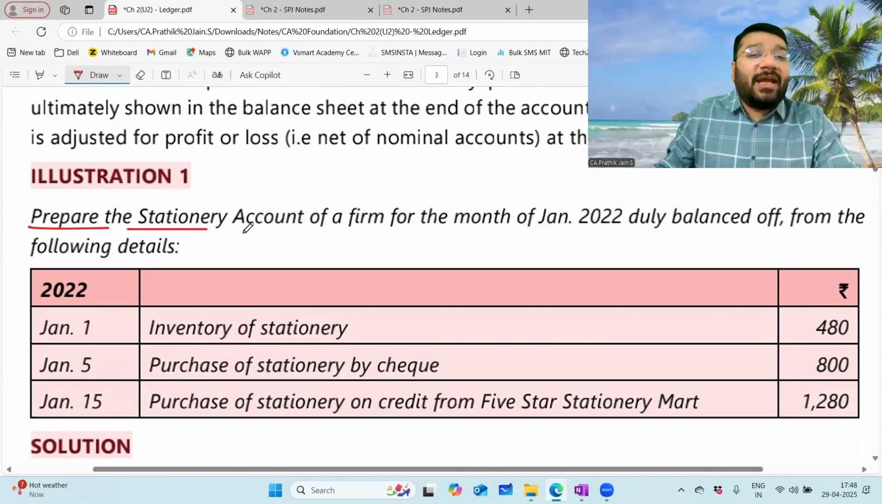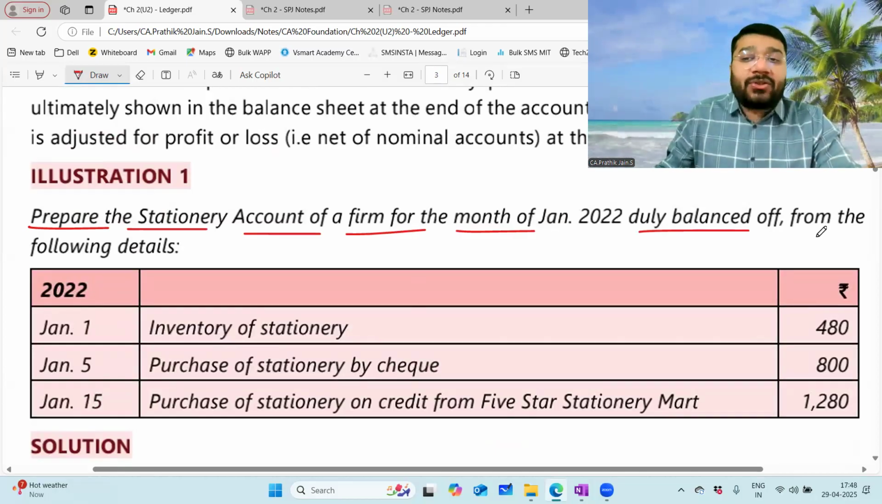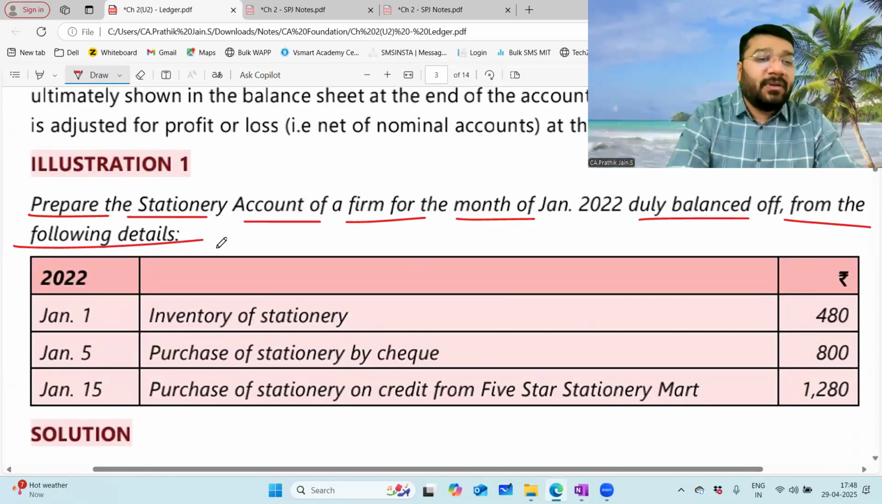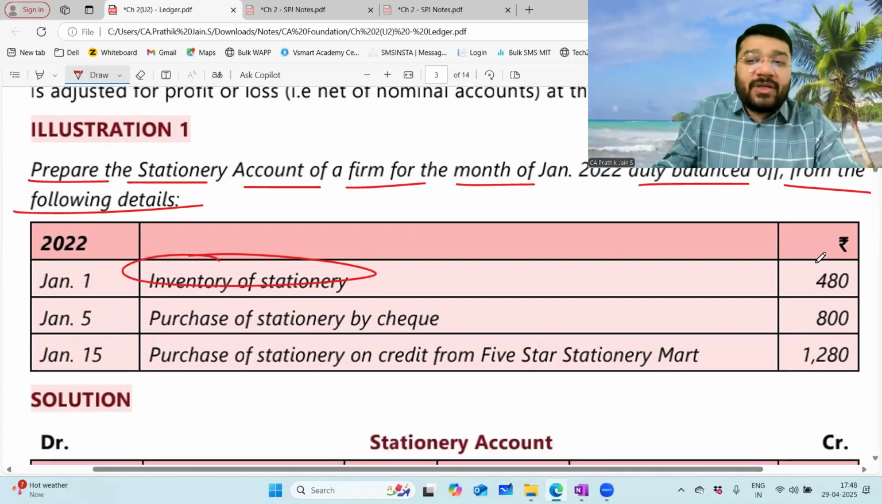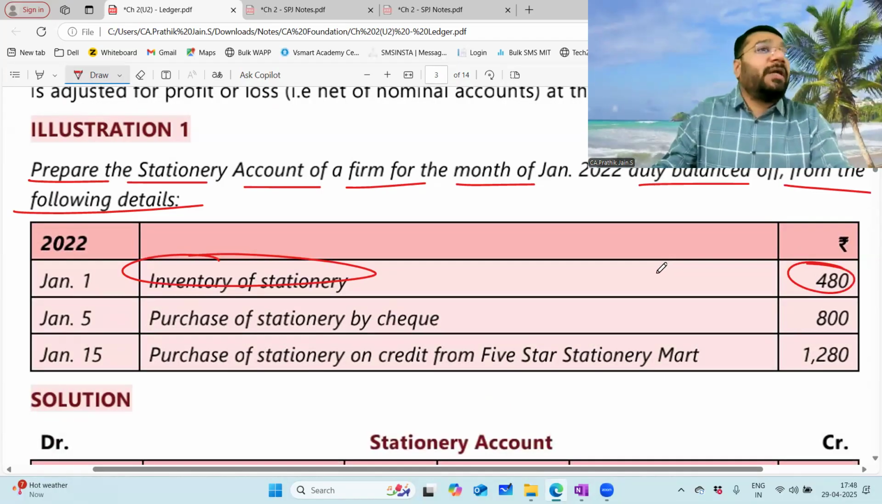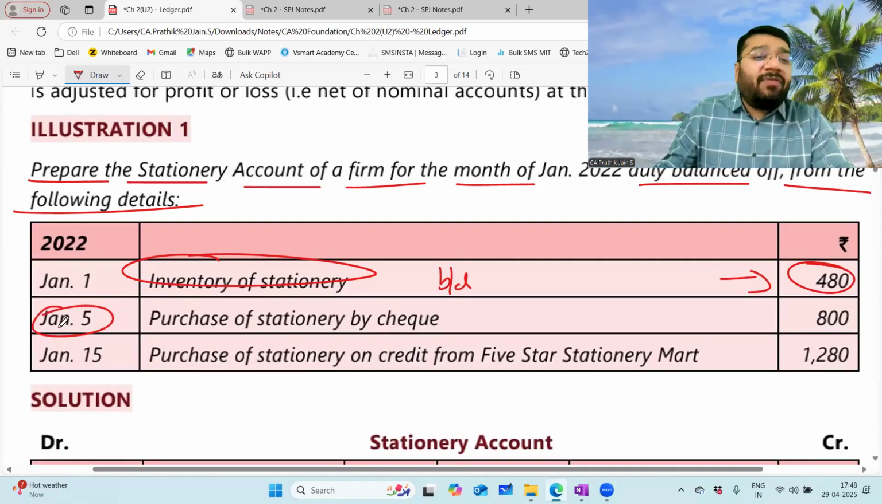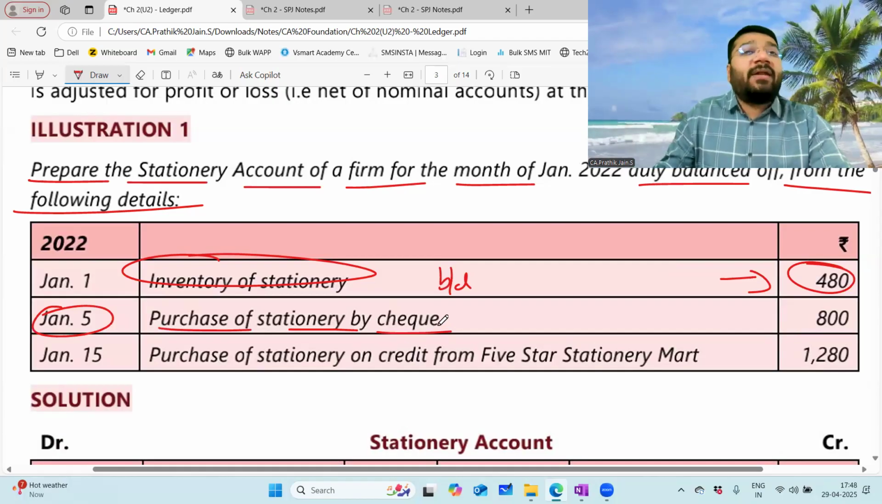Now, prepare the stationery account of a firm for the month of Jan 2022, duly balanced off from the following details. On Jan 1, inventory of the stationery is 480. Inventory of the stationery is 480, which means what? The balance brought down is 480. Jan 5, purchase the stationery by check. What is the entry? Purchase account debit to bank, sir.